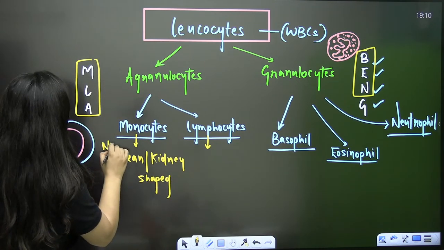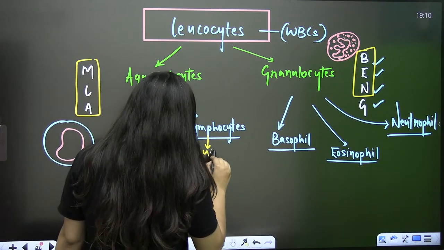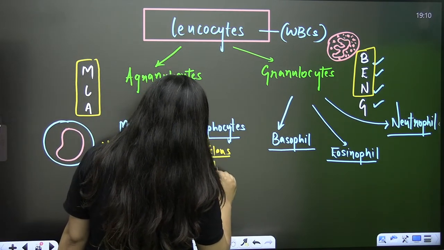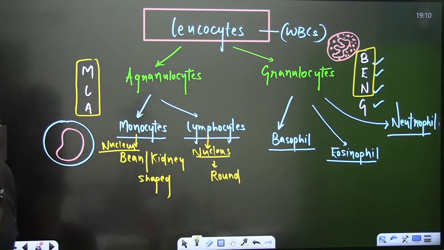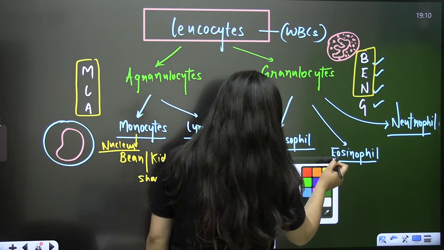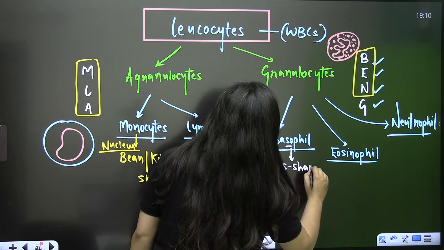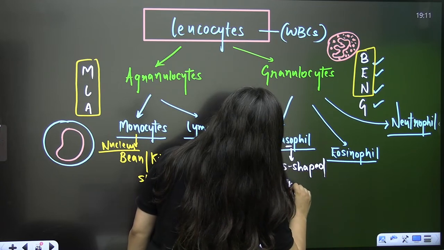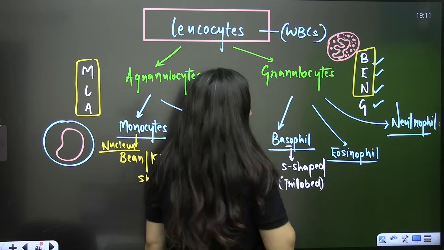You will see the variety here in the nucleus of WBCs. Now when you are talking about the lymphocytes, here the nucleus will be round shaped, right? So now when it is the basophil, focus on this S. It is an S-shaped nucleus. S-shaped nucleus means it will be trilobed. What type of nucleus is there? It is the trilobed nucleus.